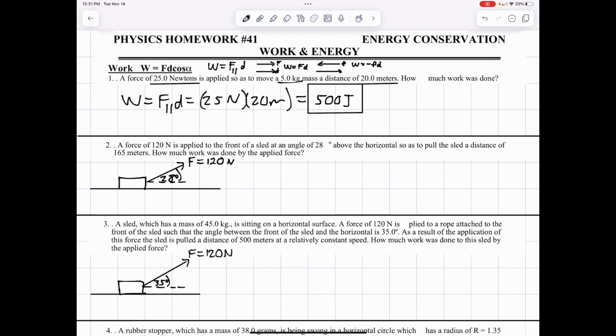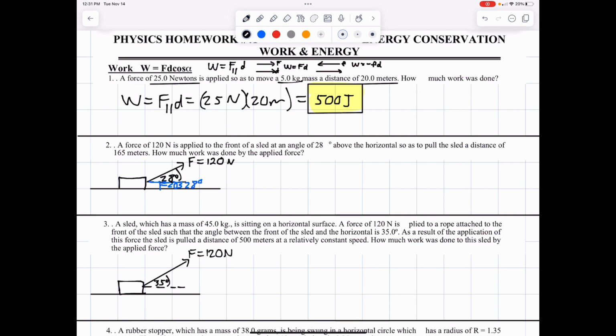Okay, number 2. A force of 120 newtons is applied to the front of a sled at an angle of 28 degrees above the horizontal, so as to pull the sled a distance of 165 meters. How much work was done by the applied force? Again, we want a parallel component of force. So you want force cosine 28.